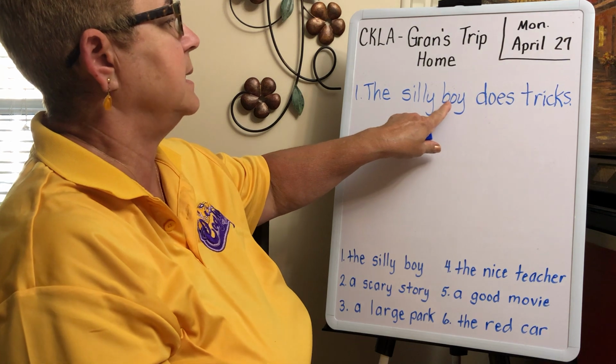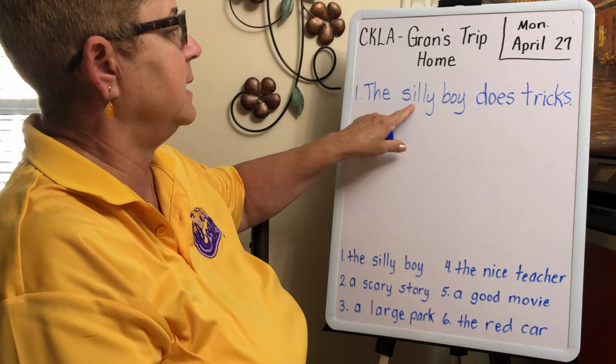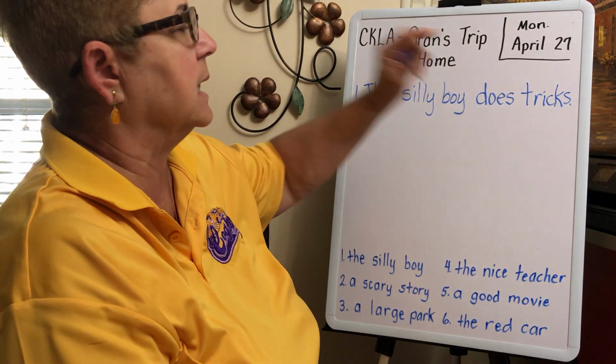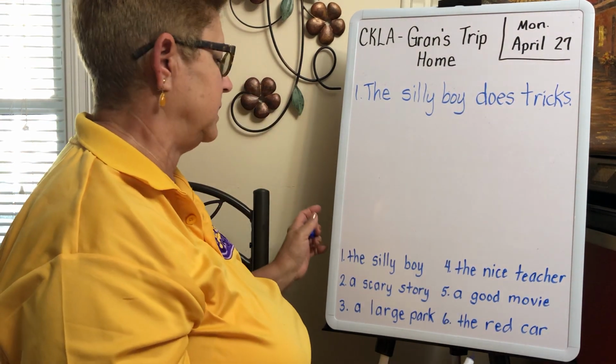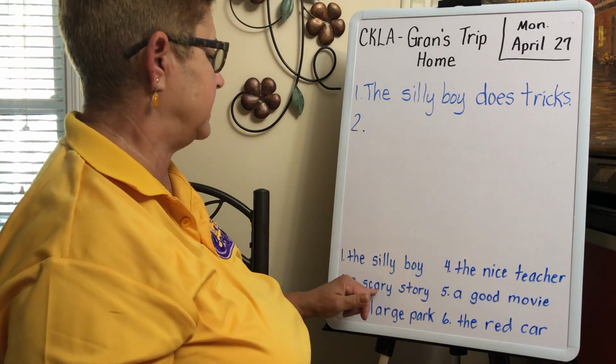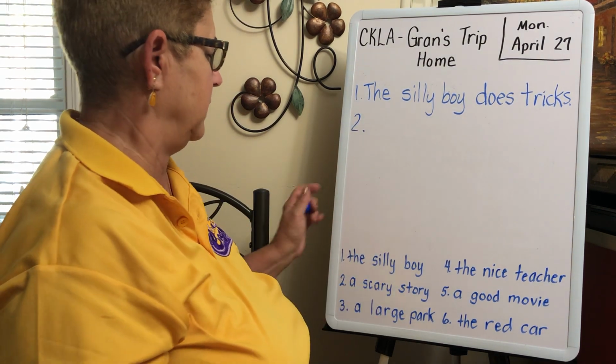So our verb becomes does. Boy is our noun. Silly is our adjective that describes the boy. And does tricks is the verb.